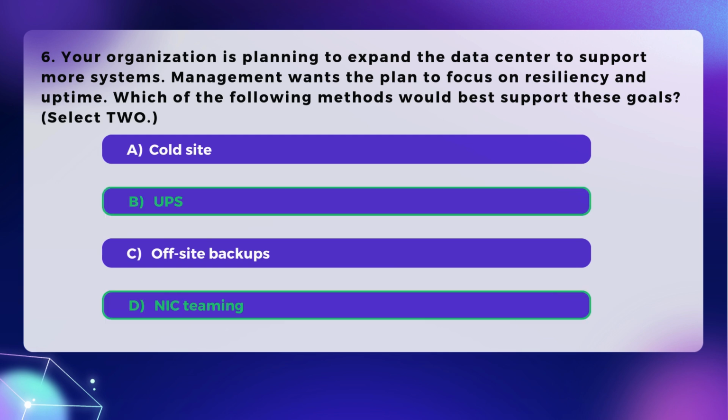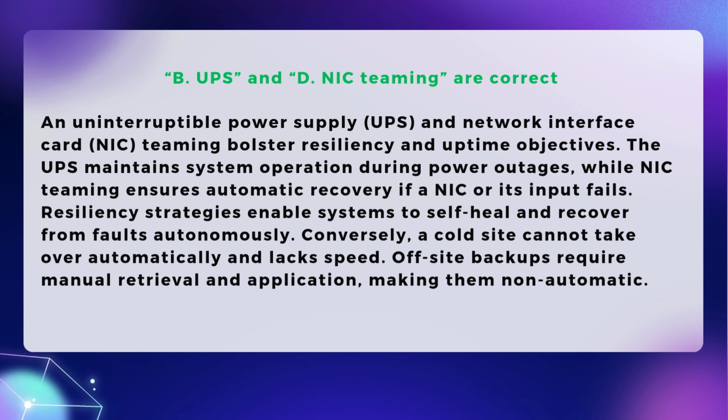The correct answers are B and D. An uninterruptible power supply, UPS, and network interface card NIC teaming bolster resiliency and uptime objectives. The UPS maintains system operation during power outages, while NIC teaming ensures automatic recovery if a NIC or its input fails. Resiliency strategies enable systems to self-heal and recover from faults autonomously. Conversely, a cold site cannot take over automatically and lacks speed. Off-site backups require manual retrieval and application, making them non-automatic.